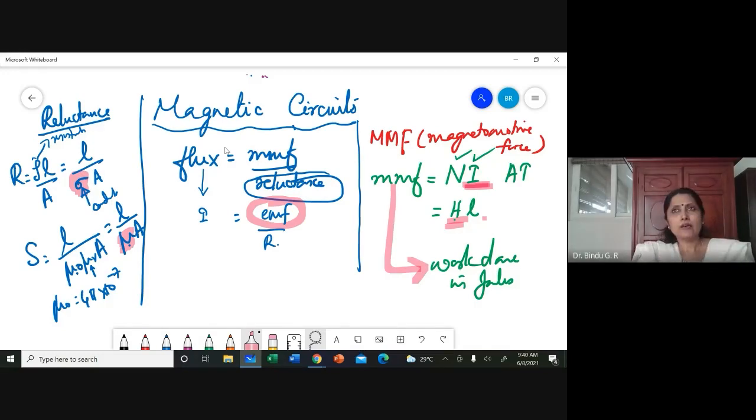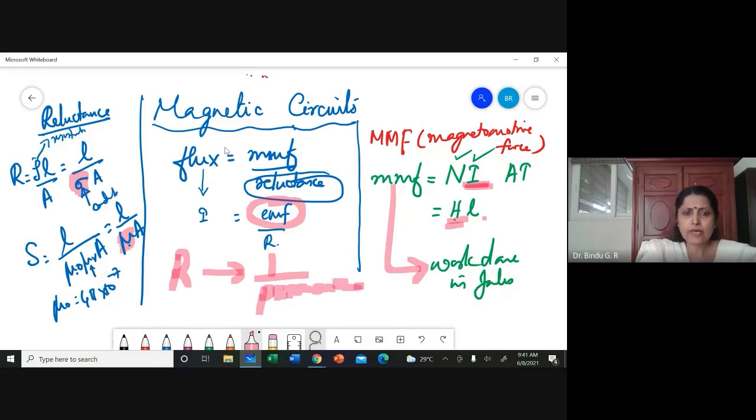Or you can say the easiness with which the flux can be produced or set up in a magnetic circuit is called permeability. Or it is almost the opposite of reluctance. Reluctance and permeance: permeance is 1 by reluctance. Sorry, reluctance is... yes, permeance is the inverse of reluctance.